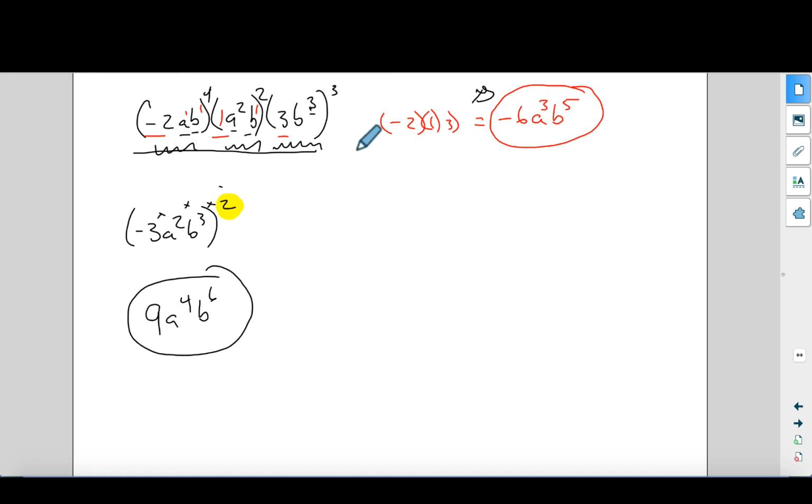We'll get into that in a little bit more detail. Until then, we're going to stick with these simple ones where we just multiply every single term. Negative 3 times negative 3, positive 9. 2 times 2, 4. 2 times 3, 6. So 9, a to the 4th, b to the 6th power is our answer.